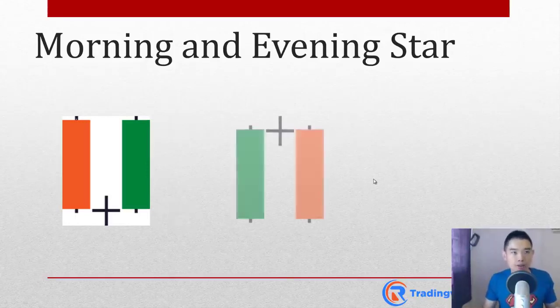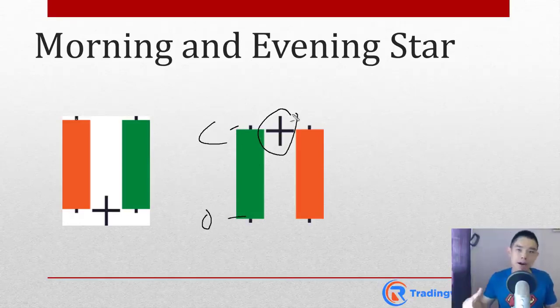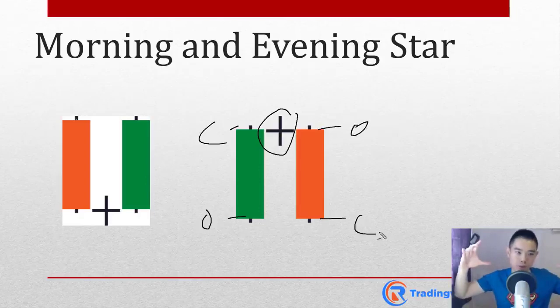Okay, and evening star is just the opposite. You can see over here, buyers were in control. They opened near the lows and closed near the highs. Then you have this indecision in the markets where buyers and sellers are in equilibrium. Then finally, sellers took charge. They opened at the highs and closed near the lows. And this is why we call this an evening star. It's a bearish reversal pattern, signaling that the market could head lower from here.